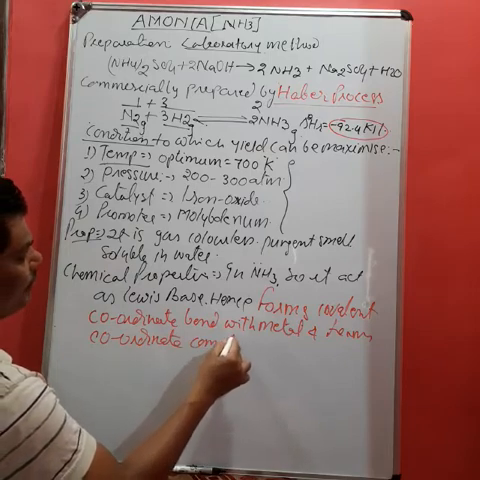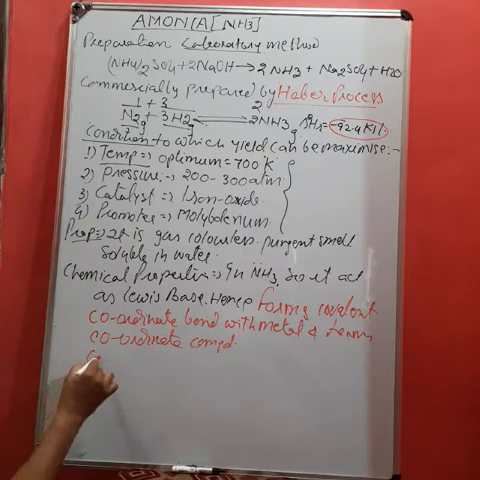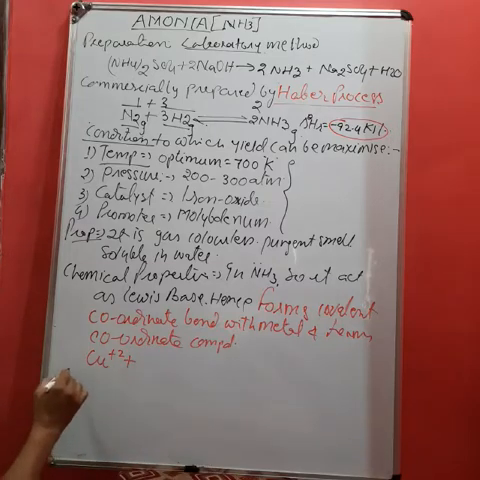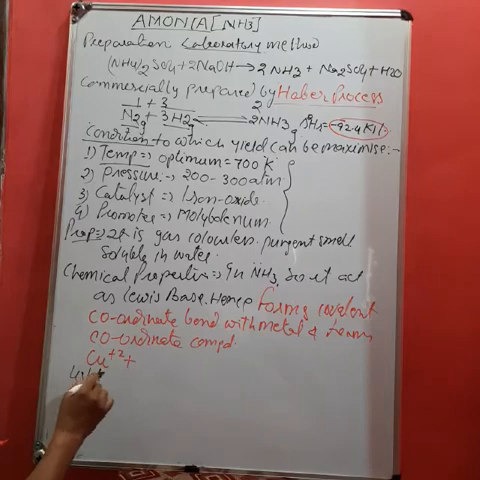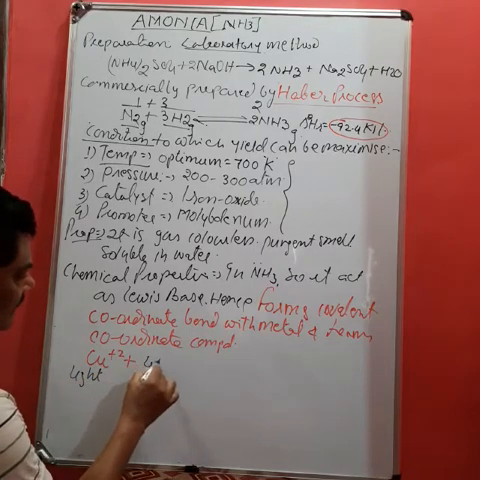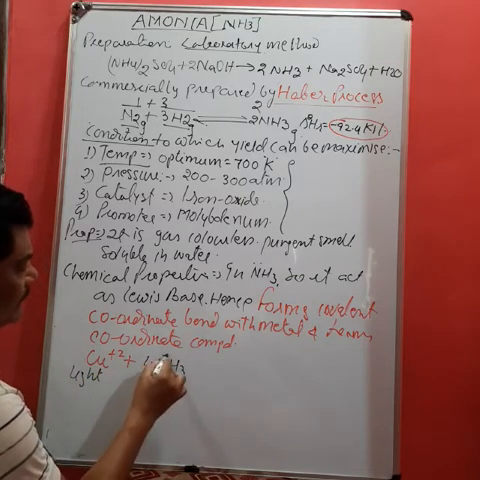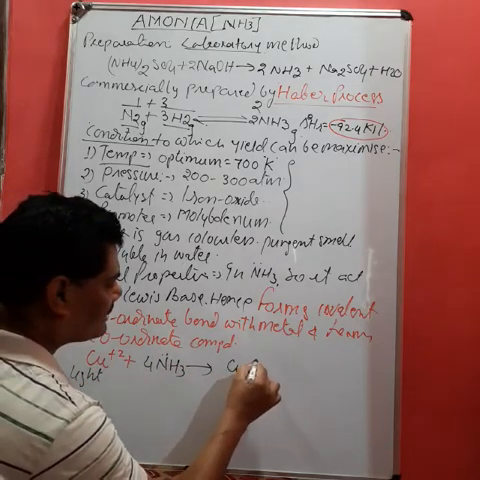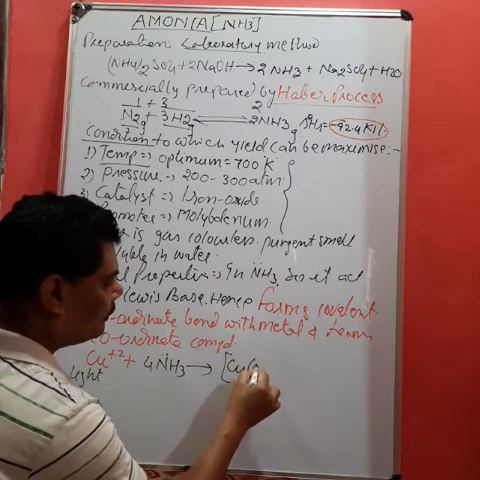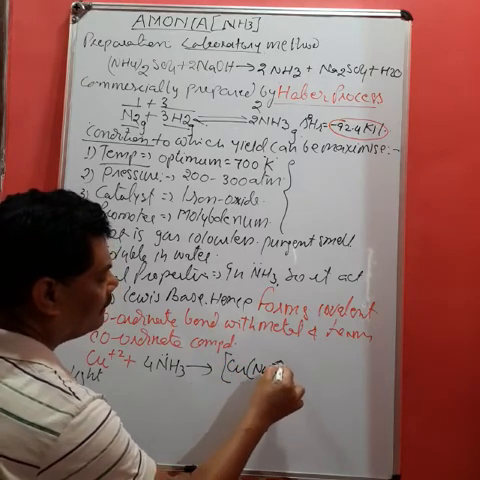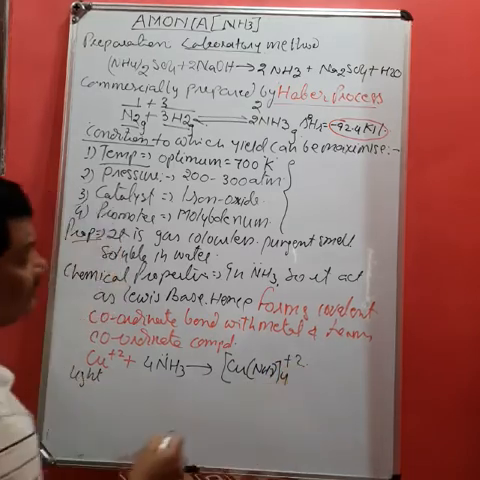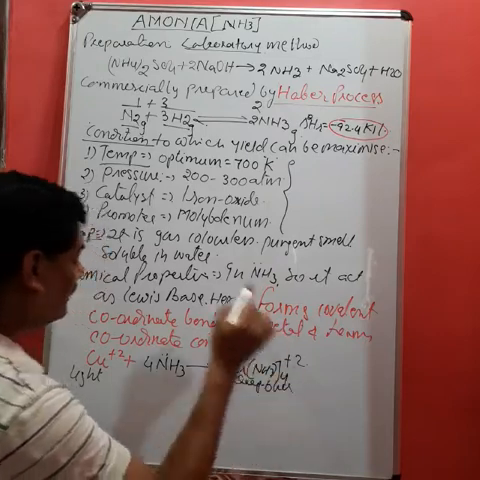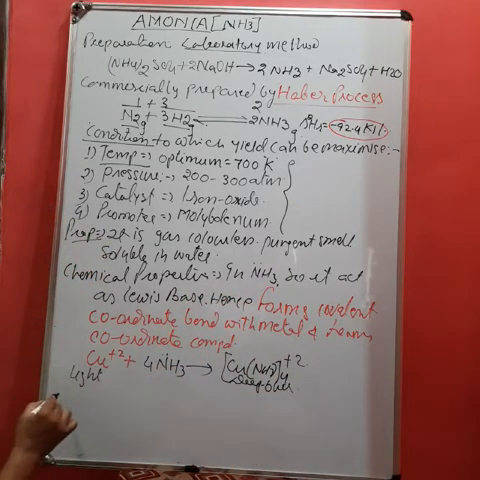Coordinate compounds. Like here, when it reacts with copper sulfate solution, the light blue color of copper sulfate solution, okay, when reacted with NH3, now NH3 donates its 4 lone pairs to copper, forming a complex called [Cu(NH3)4]2+ cation. So this is the complex. It is of what? Deep blue color.